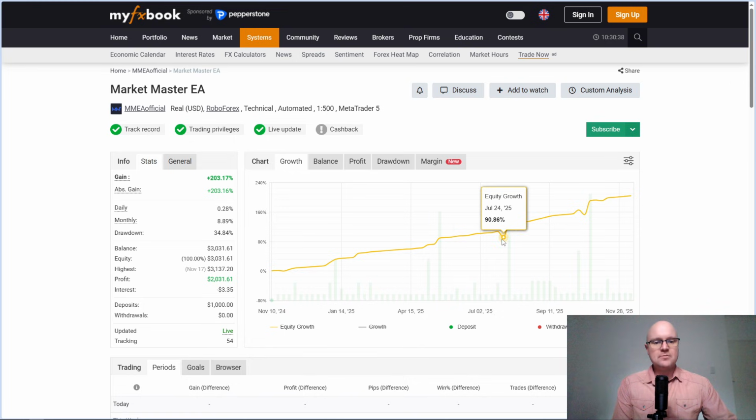Now, one thing that we can notice is that it does use a form of martingale or recovery system, as we do have drops in the equity and growth curve. But overall, it looks to recover all of these trades, and this is highlighted by that gain of over 200%.